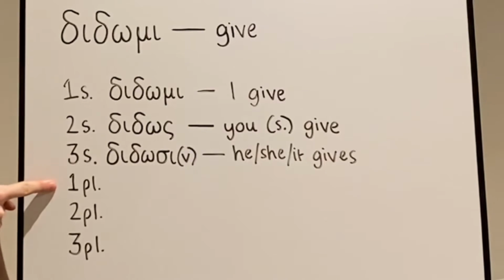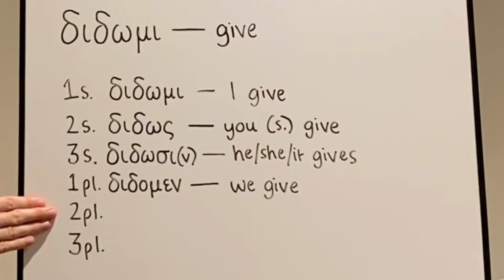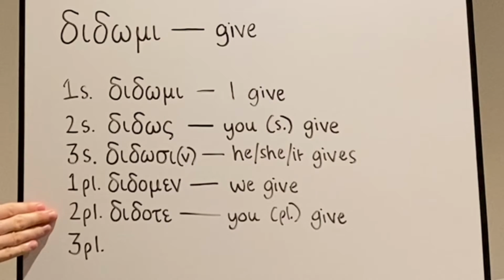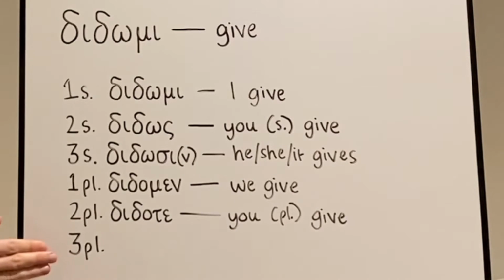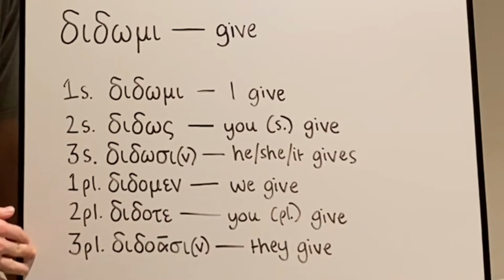And the first person plural form of δίδωμι is δίδομεν, which means we give or we are giving. The second person plural form is δίδοτε, meaning you plural give or you plural are giving. And then finally, the third person plural form is διδόασιν, which means they give or they are giving. And note that the third person plural form also has a movable nu. So please note down this conjugation so that you have it for reference when we're looking at the examples and when you're doing the exercise.